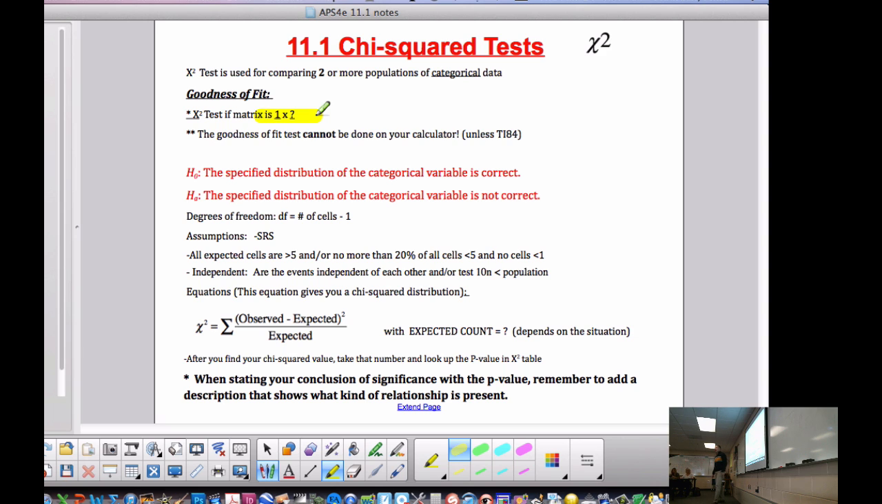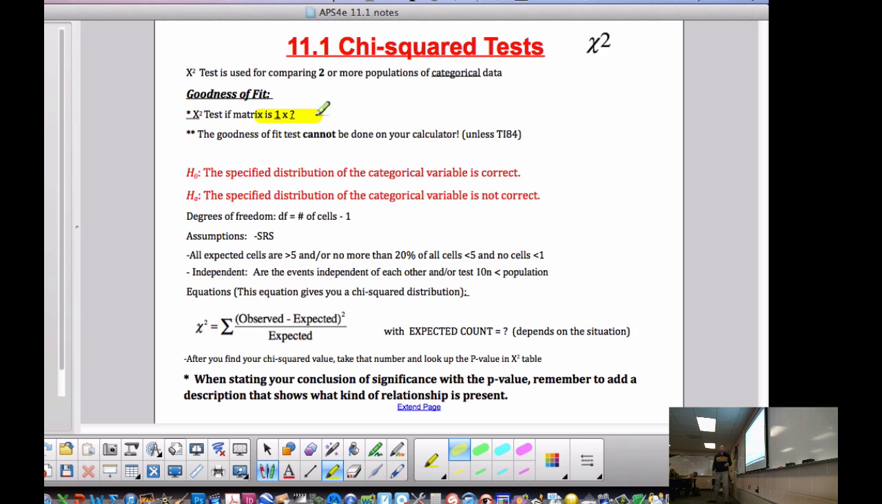Because people are going to ask, how do I know which one I should be doing? Well, if it's a 1 by something, it's a goodness of fit. If it's more than a 1 by something, for example a 2 by 2 or a 3 by 2, whatever the size of the matrix is, if it's bigger than a 1 by something, it's not a goodness of fit. Then it's going to be a test of independence, which we'll be looking at in a couple of days. Goodness of fit cannot be done on your calculator unless you have a TI-84. If you have a TI-83, you're not going to get a specific p-value. You're going to get an in-between kind of p-value.